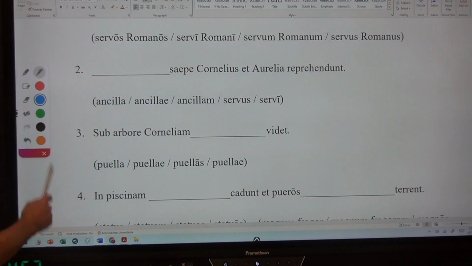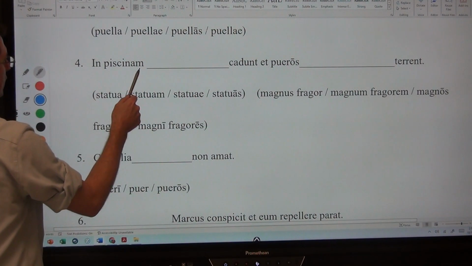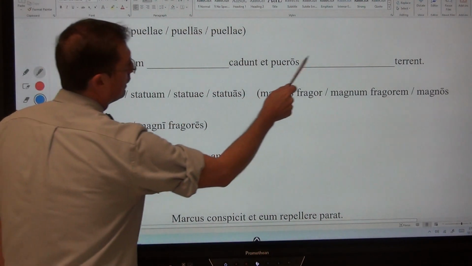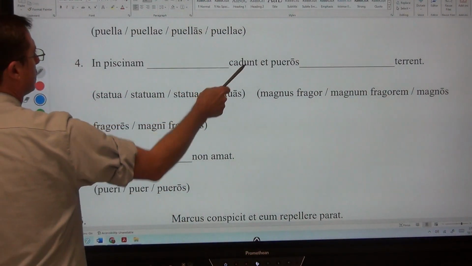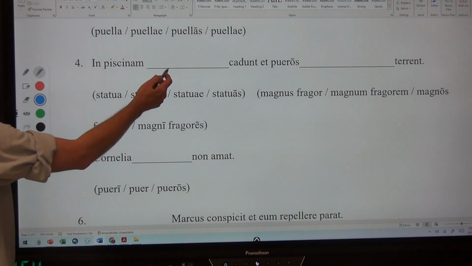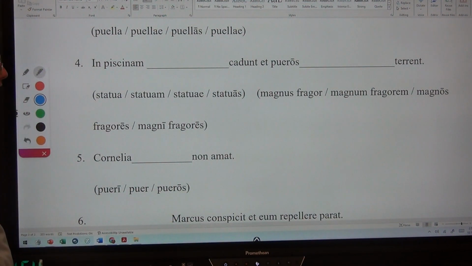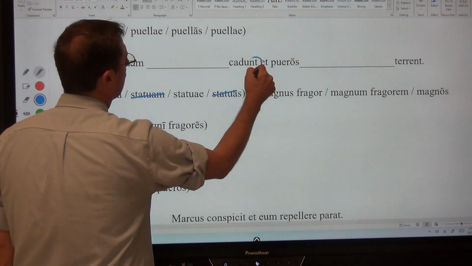Number four. Moving on. So they fall into the fish pond, in plus accusative, and they terrorize the boys. Well, this is an intransitive action. They do not fall the screen, they do not fall the pumpkin. And so we are not going to be able to have a direct object accusative in that blank. And so therefore, we're going to get rid of that accusative and that accusative. And here we are looking for a they.